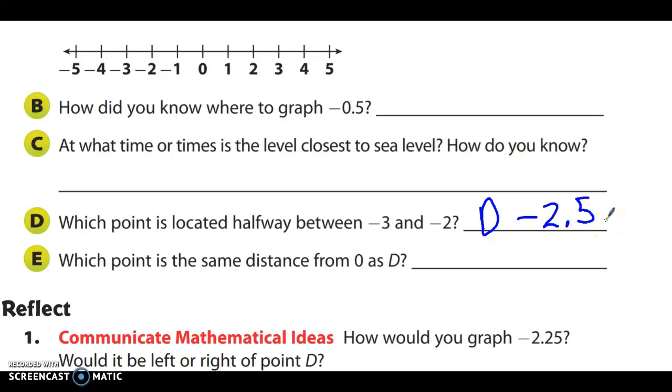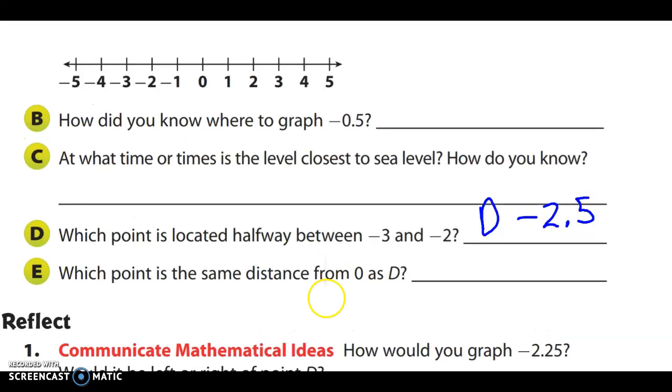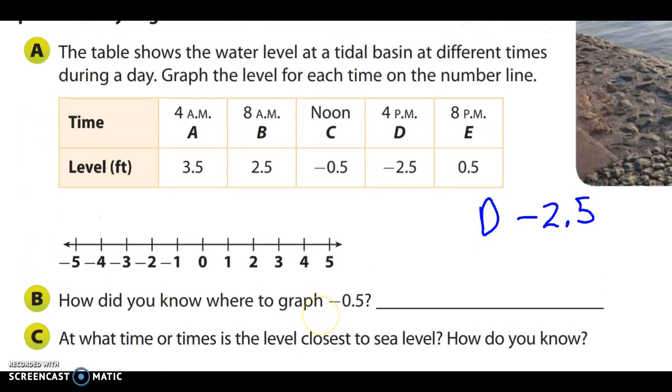And question E says, which point is the same distance from 0 as D? And I don't remember that. I have to go look. So D right here is -2.5. And so what I'm going to look for is its opposite, because the opposite is the same distance from 0, but on the opposite side of the number line. So if the opposite of -2.5 is +2.5, then that means my answer is B.